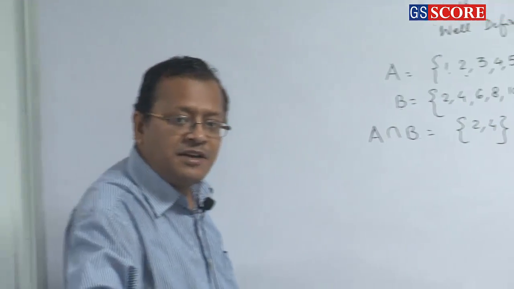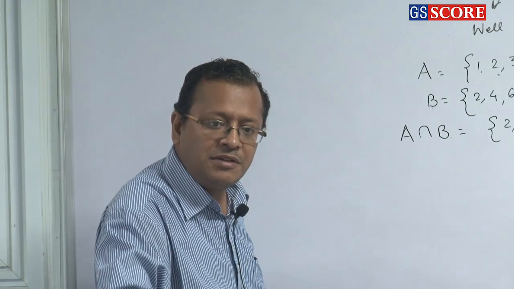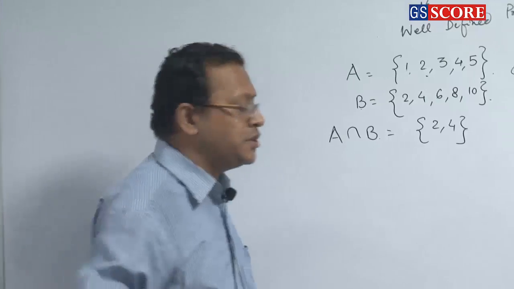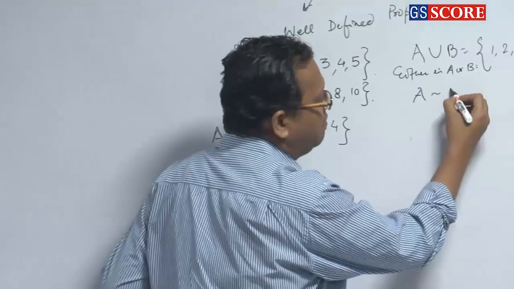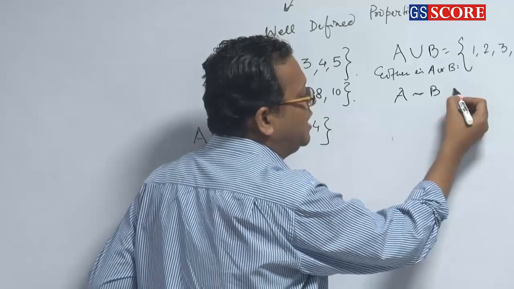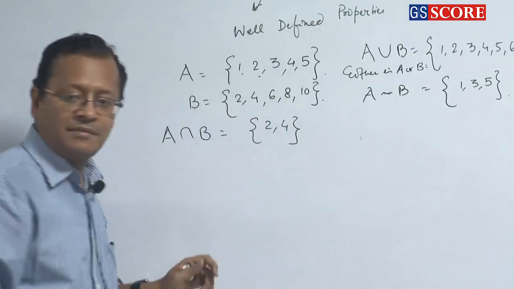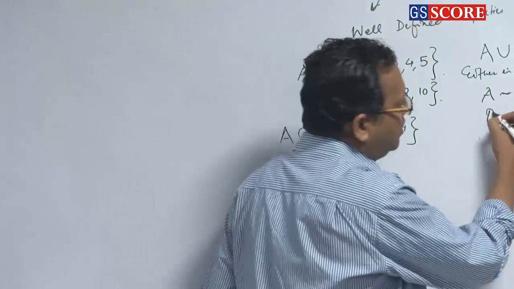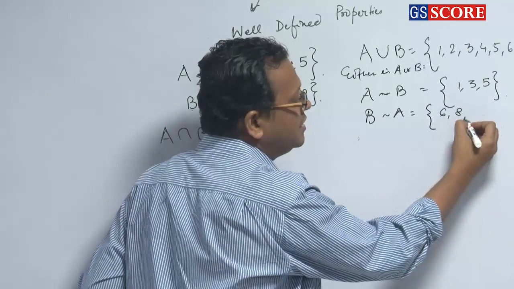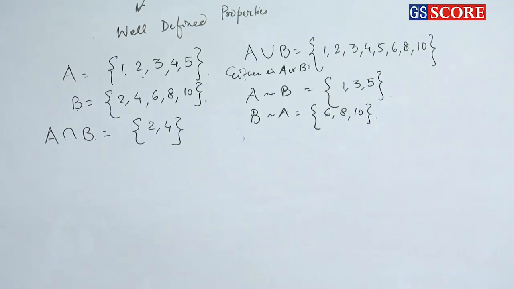How many elements are there which are in A but not in B? But not in B? 1, 3, 5. So we call this to be A minus B. It is not minus. We call this to be minus, but it is not minus. We call this to be tilde. So it is 1, 3, 5. Clear? And B minus A will be equal to how much? 6, 8, 10. Clear or not? Everybody clear here till here?